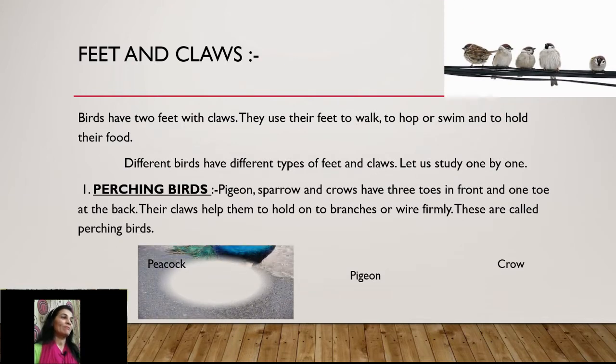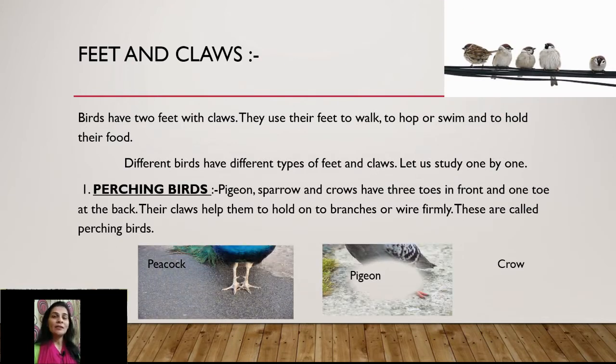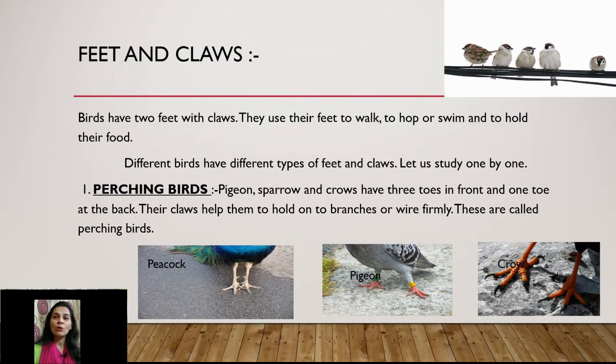Okay, now we will go to the next one, feet and claws. Birds have 2 feet with claws. They use their feet to walk, to hop, to swim and to hold their food. These are the feet and claws of the birds. We will read now. Different birds have different types of feet and claws. We will study one by one.